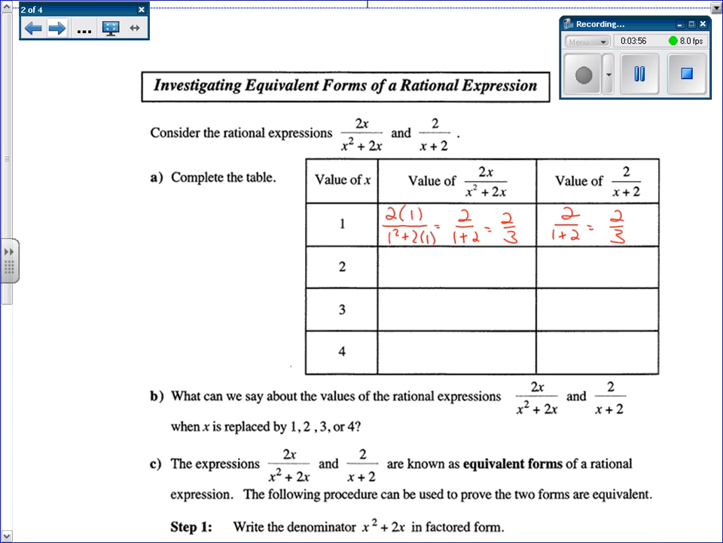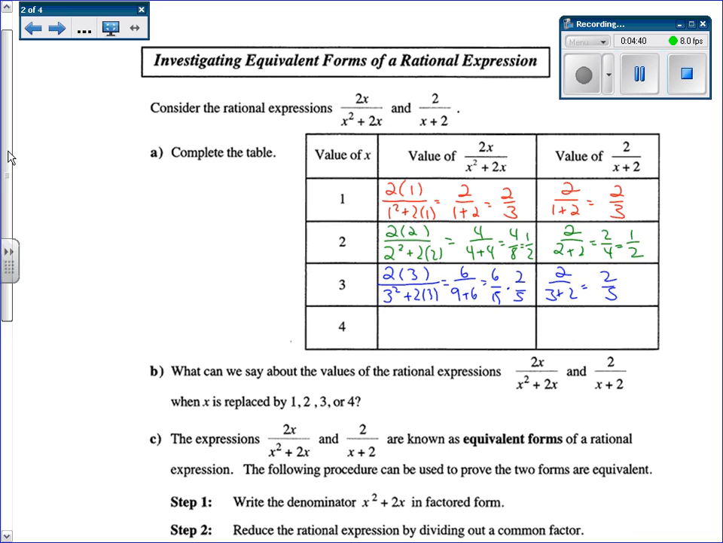Okay, so those are the same. It might not be true for everything, though. 2 times 2 divided by 2 squared plus 2 times 2 is 4 over 4 plus 4, which is 4 over 8, or 1 over 2. 2 over 2 plus 2 is 2 over 4, or 1 over 2. So far, everything's been the same. 2 times 3 over 3 squared plus 2 times 3 is 6 over 9 plus 6, which is 6 over 15, or 2 over 5. And 2 over 3 plus 2 is 2 over 5.